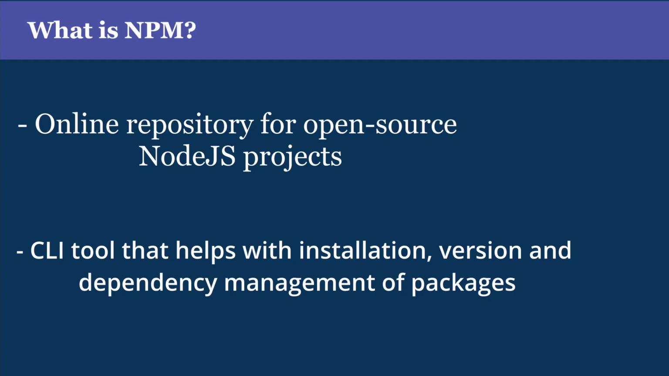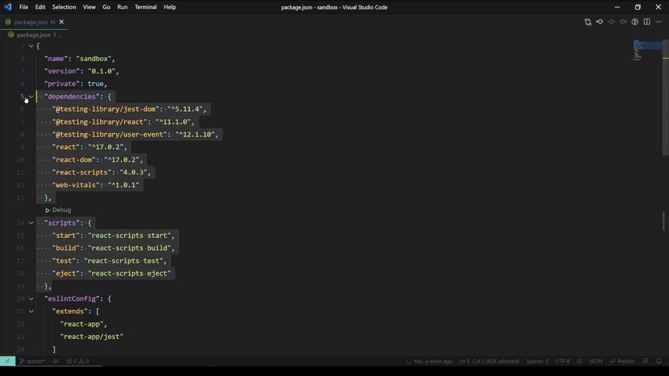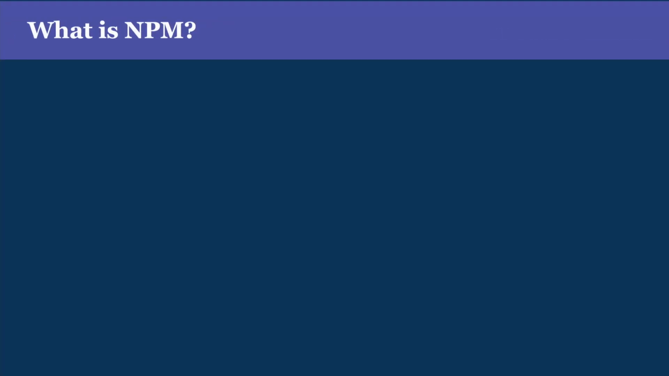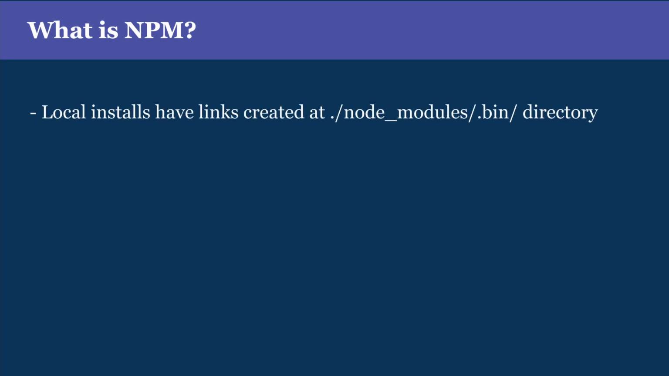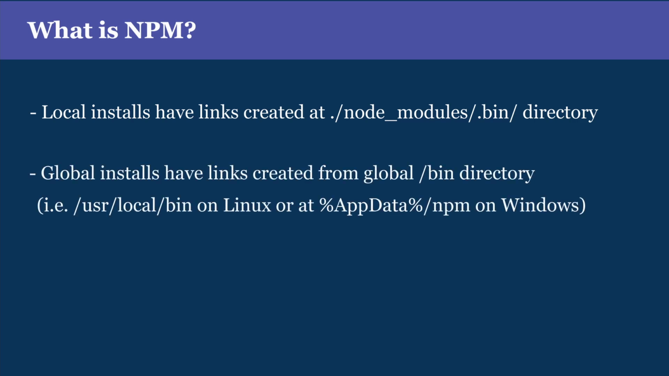npm by itself doesn't run any package. So if you want to run a package using npm, you must specify the package in your package.json file. When executables are installed via npm packages, npm can create two kinds of links to them. The local installations have links created at the node_modules/.bin directory, while the global installations have links created from the global bin directory, for example, /usr/local/bin on Linux or AppData/npm on Windows.